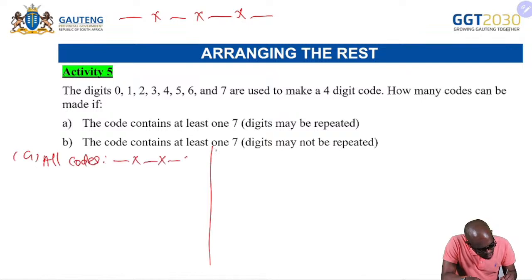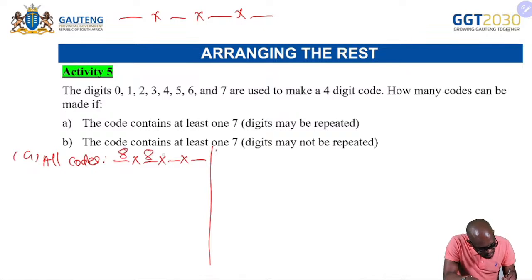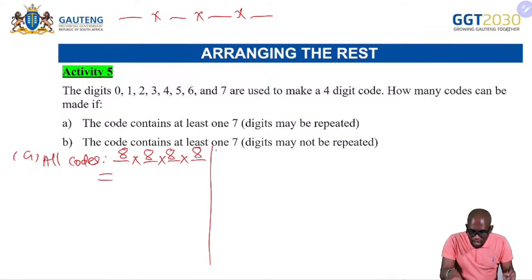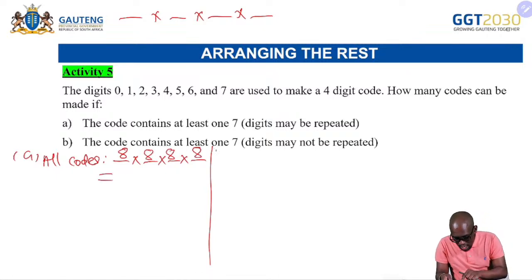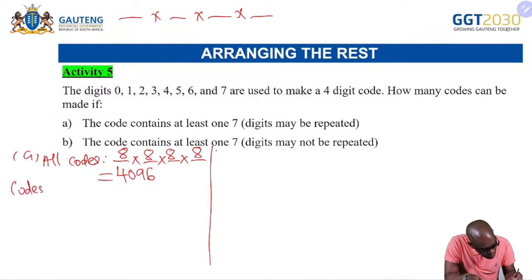So we're going to start by having all codes. 1 2 3 4, all codes without restriction, and we have a total of 8 digits to choose from, and repetition is accepted. So we would have 8 times 8 times 8 times 8 if we don't have any restriction. So this is 8 exponent 4. So this simplifies to 4096 codes if we take all the codes. And then we want to take away codes with no 7.